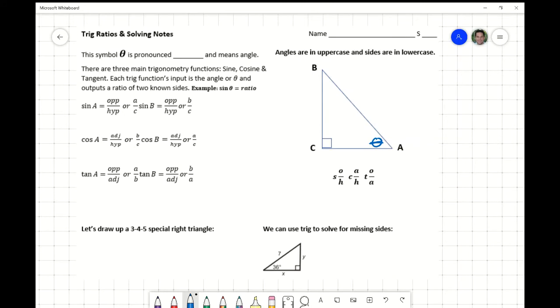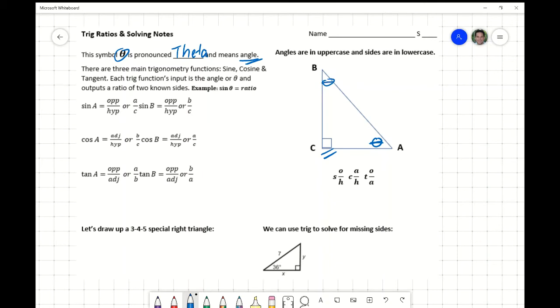Let's go through the trig ratios and solving note. First thing up, we've got this symbol right here. That symbol, a little O with a line through it, is pronounced theta. Okay? And it means an angle. So down here in this right triangle, I could put theta here, or I could put it there.